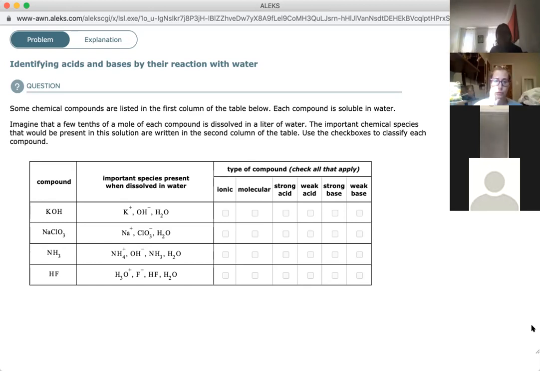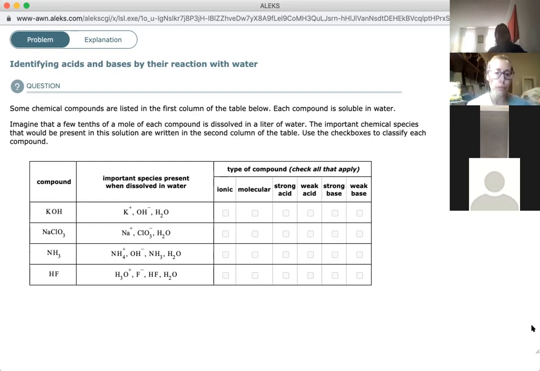So what they're saying is there's a lot of this in the water. There's a lot of K plus, there's a lot of OH minus, and there's a lot of water. The water is not particularly important here because everything here is in water. That's the solvent. It's just listed there to be complete.